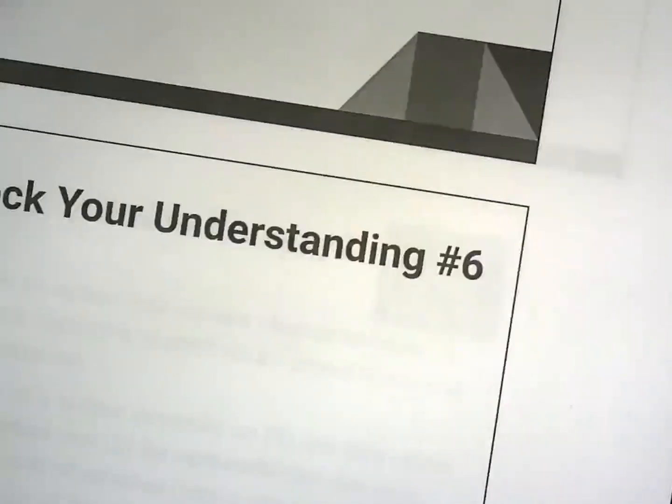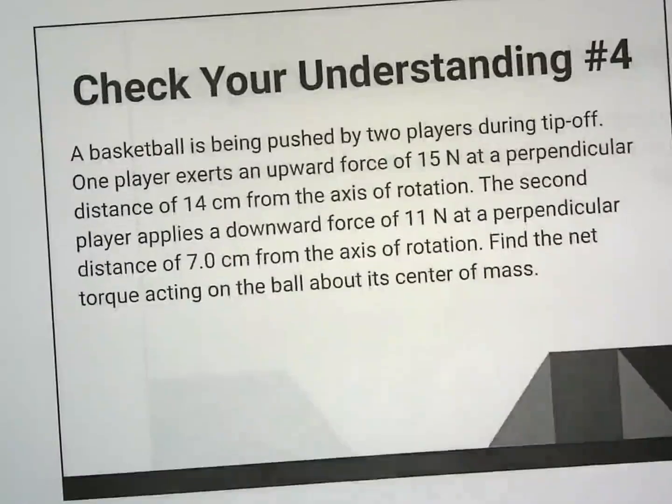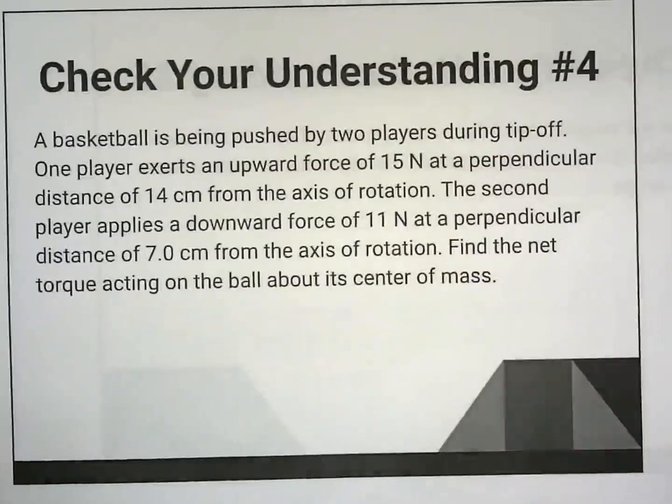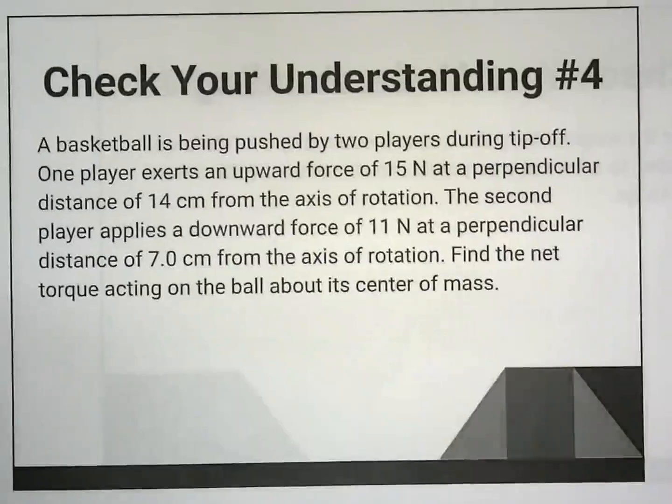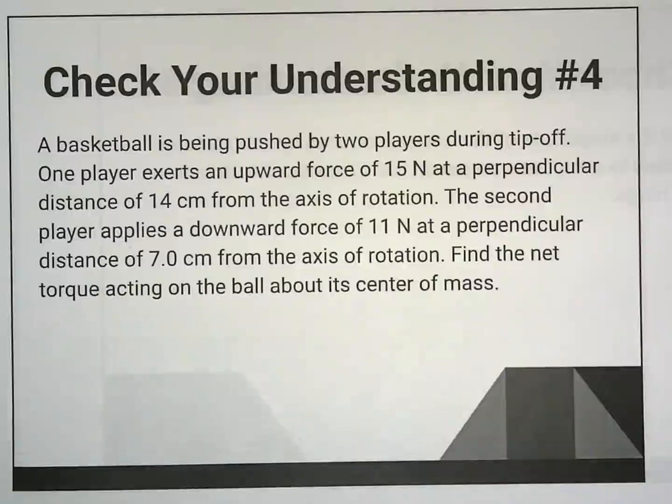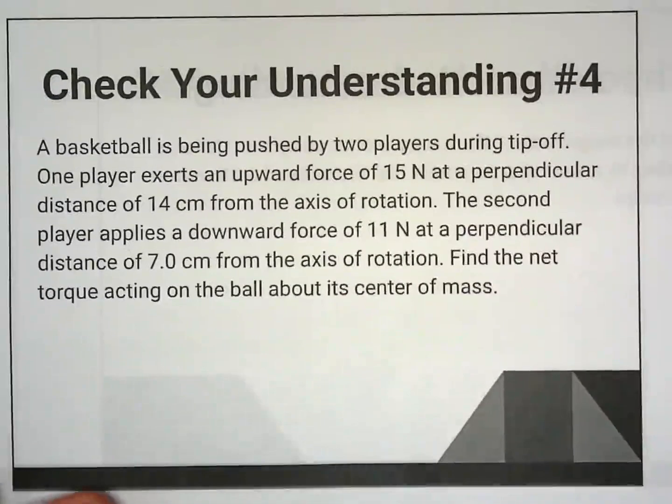Then we're going to get to check your understanding number 4, number 5, 6, and then 7. A basketball is being pushed by 2 players during tip-off. One player exerts an upward force of 15 newtons at a perpendicular distance of roughly 14 centimeters from its axis of rotation. The second player applies a downward force of 11 newtons at a perpendicular distance of 7 centimeters from the axis of rotation. Find the net torque acting on the ball.